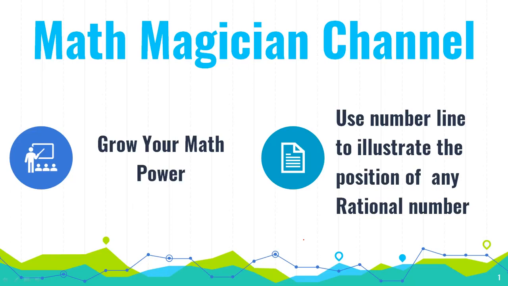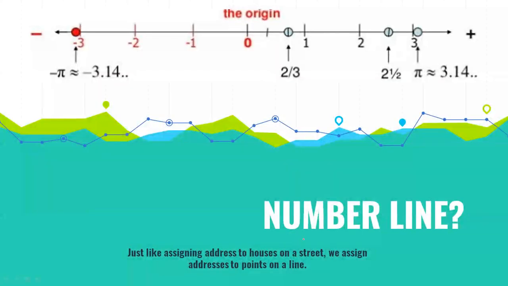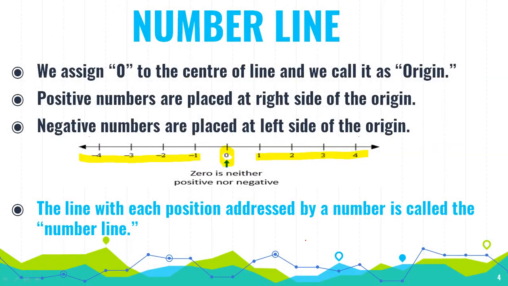In this video, you will learn how to use a number line to illustrate the position of any rational number. So what is a number line, what are rational numbers, and how do we plot these numbers on a number line? Just like assigning addresses to houses on a street, we assign addresses to the points on a line. It means a line having a number.